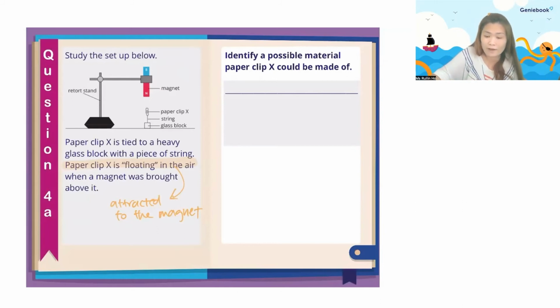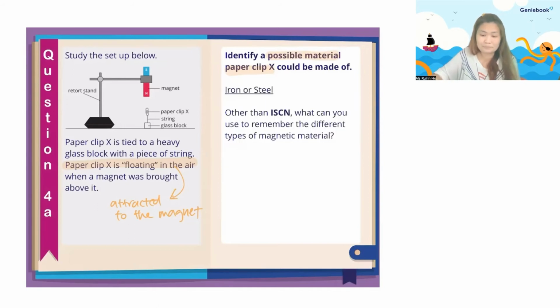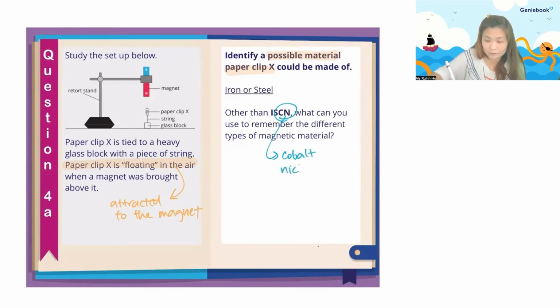Identify a possible material for the paper clip. It's going to be iron and steel. You can also put down cobalt and nickel, the other two. But do take note that some schools do not teach you cobalt and nickel because it's not within your syllabus.